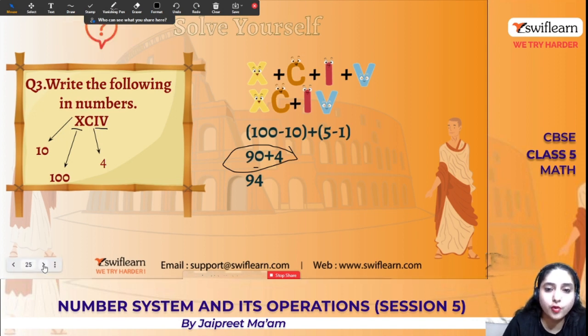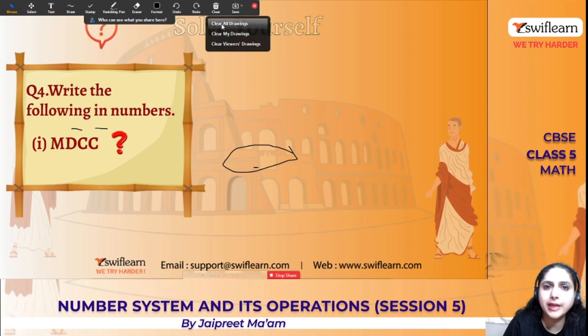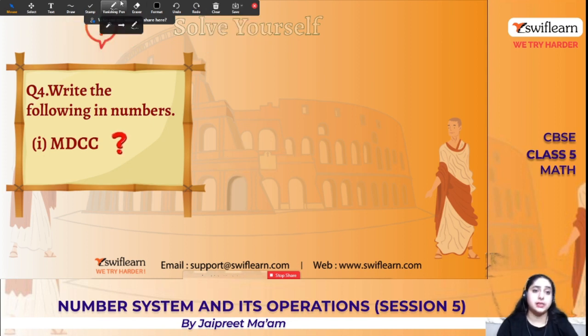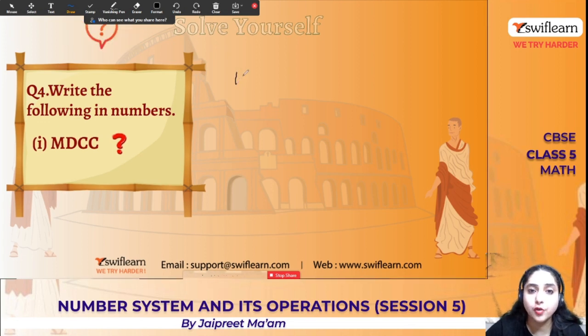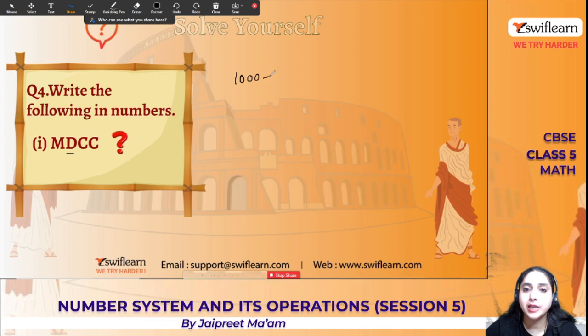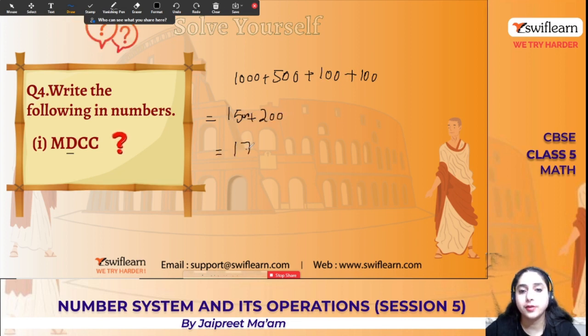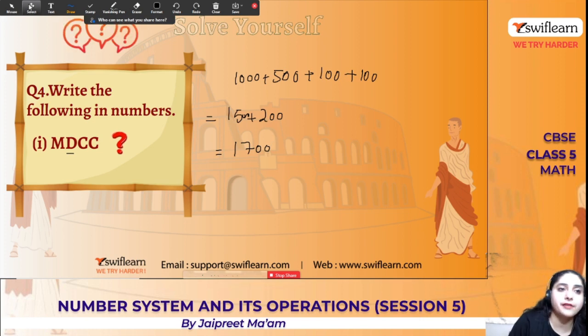Okay, let's see one more example. How to write MDCC. So first write M. What is the value of M? Right, it's 1000. What is the value of D? It's 500. What is the value of C and C? We know it's 100 and 100. So it's 1500 plus 200, that is, it's 1700. Okay, the answer is 1700.